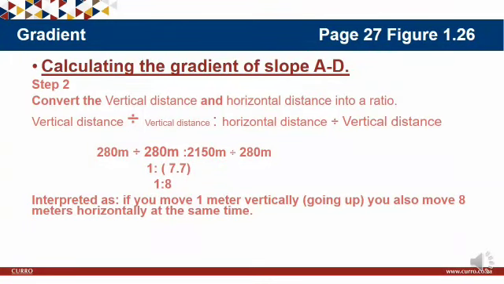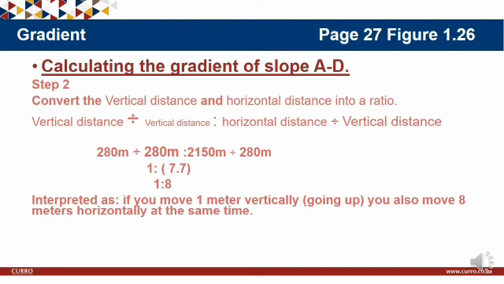Understand? And then you divide it by itself. And then on the horizontal side, you take the horizontal distance, which is already converted into meters, and you divide it by the vertical distance. Understand? And then you get something like 1 is to 7.7.